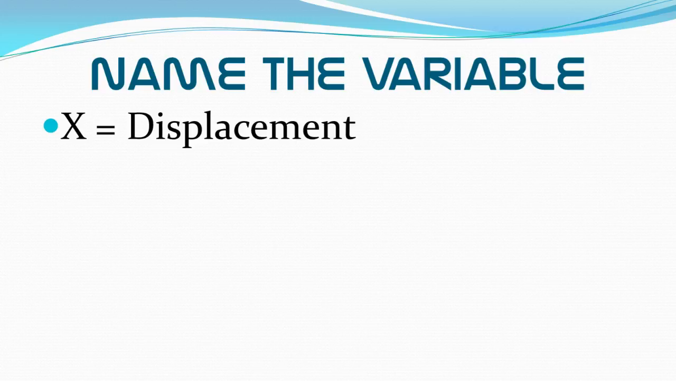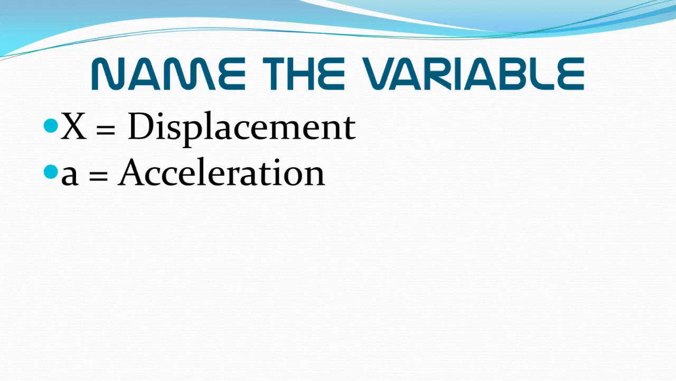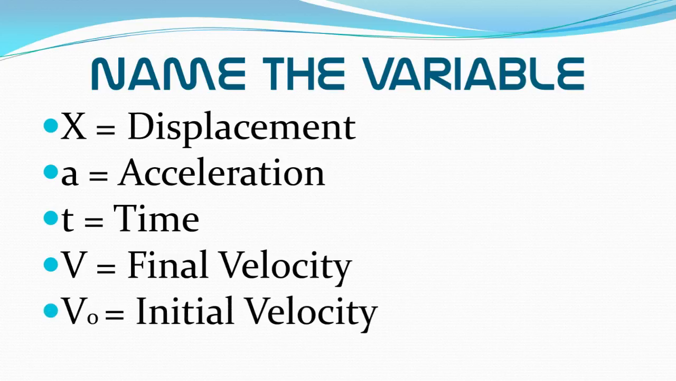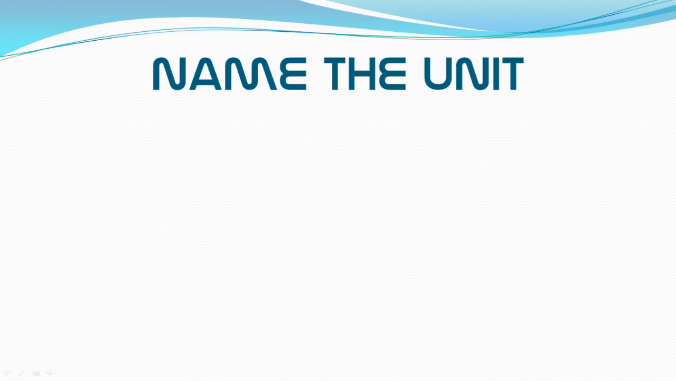x is displacement. a is acceleration. t is time. v is final velocity. That's how fast the object is moving at the end of the scenario. v sub 0 is initial velocity. That's how fast the object is moving at the beginning of the scenario. All of these variables have units that correspond.